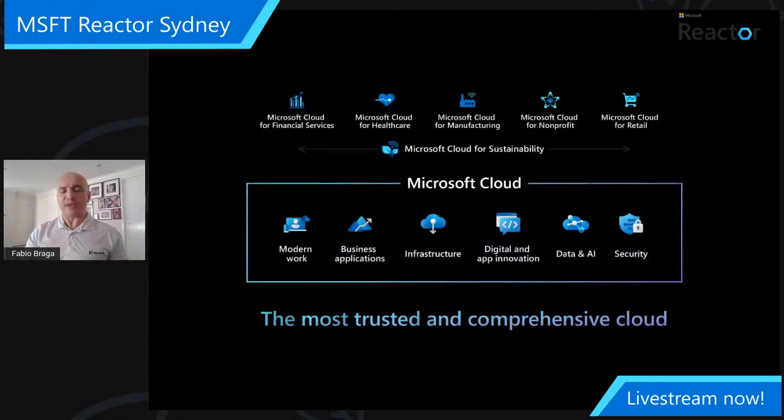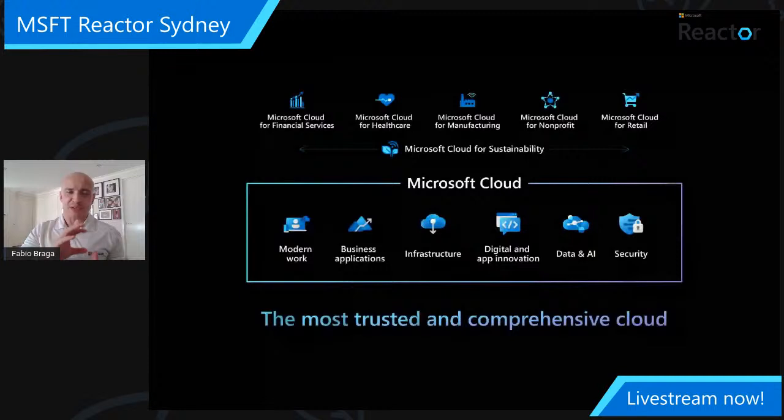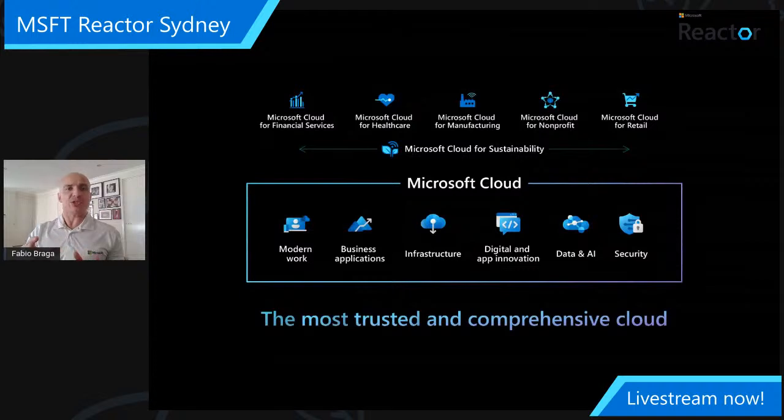You probably know some of these capabilities by their commercial names. For example, Microsoft 365 for modern workplace, where Teams and SharePoint are some of the services in that space. You know Azure as the cloud provider for infrastructure, digital and app innovation, and data and AI capabilities. And you know Dynamics 365 as the cloud with a collection of SaaS applications that provide business capability.